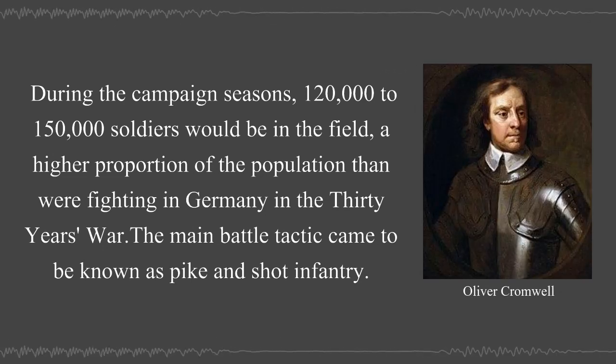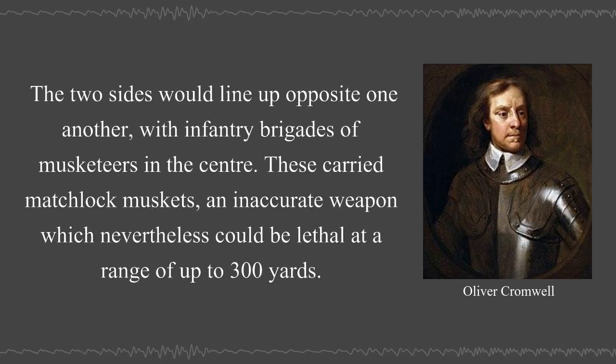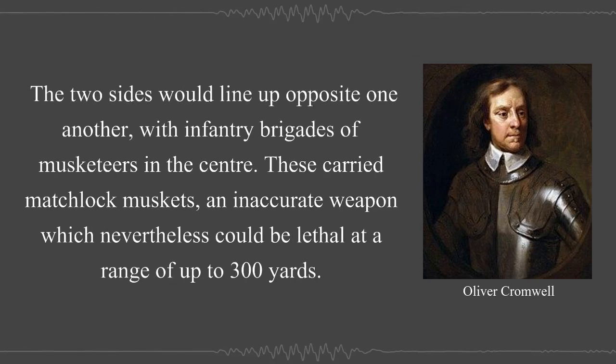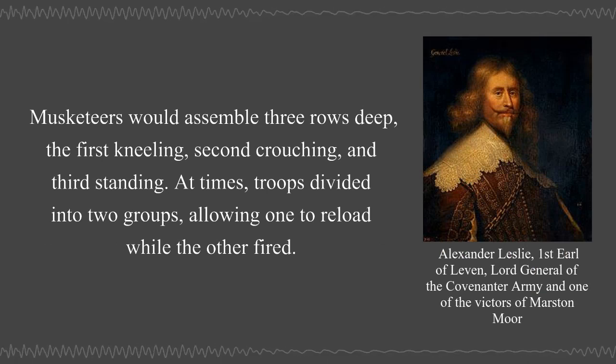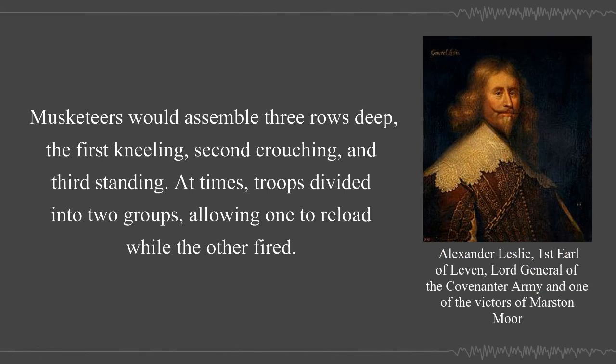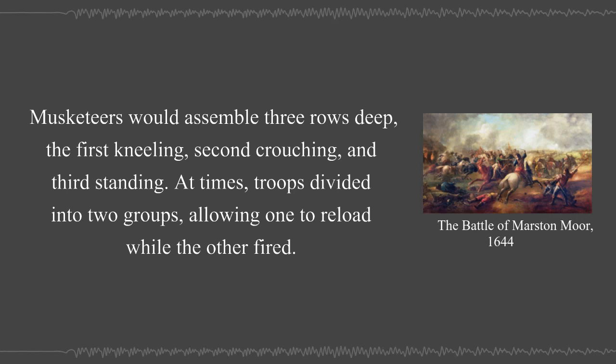The main battle tactic came to be known as pike and shot infantry. The 2 sides would line up opposite one another, with infantry brigades of musketeers in the center. These carried matchlock muskets, an inaccurate weapon which nevertheless could be lethal at a range of up to 300 yards. Musketeers would assemble 3 rows deep, the first kneeling, second crouching, and third standing. At times, troops divided into 2 groups, allowing one to reload while the other fired.